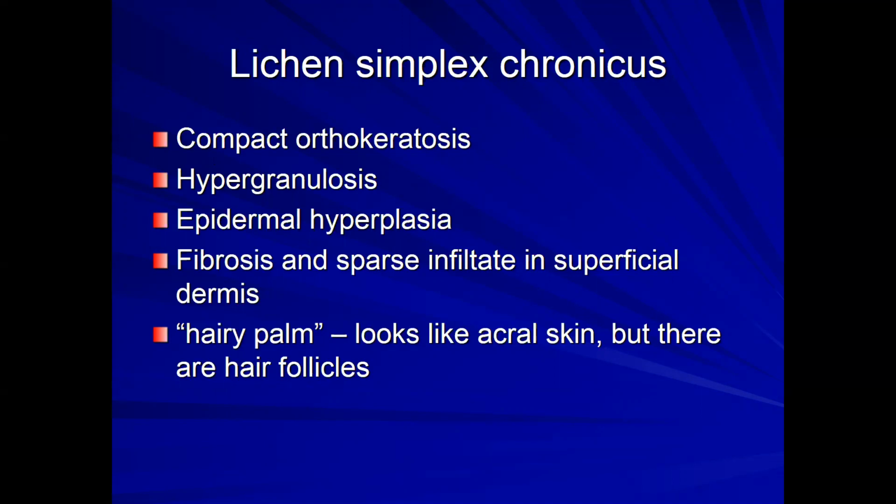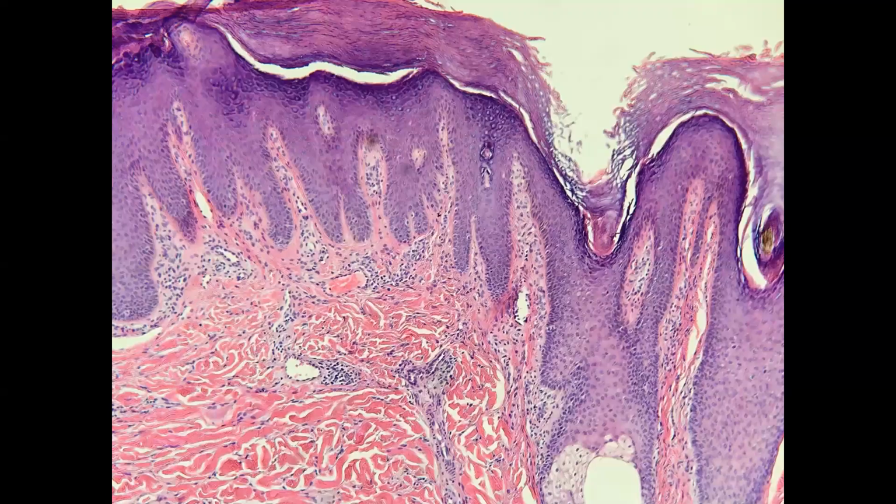that something's been manipulated. So this is a picture we saw in the last session, where we see this compact ortho, kind of like you see in acral skin, hypergranulosis. Here you can see it almost wedge-like. Regular acanthosis, that's psoriasiform epidermal hyperplasia, but here you see this fibrosis that trails around it. So it's not just a chronic spongiotic. You can tell that it's been rubbed because of that.